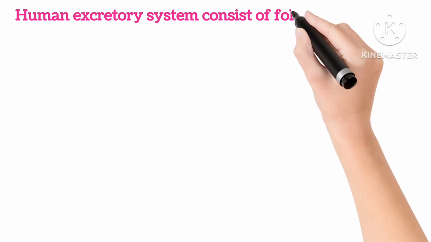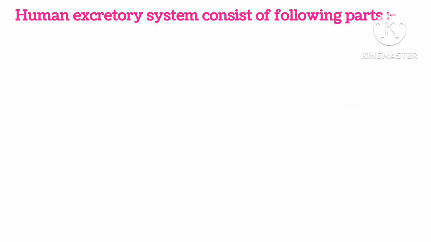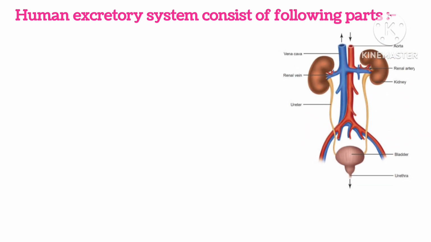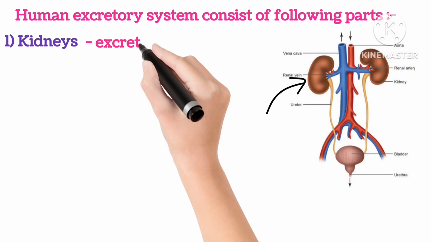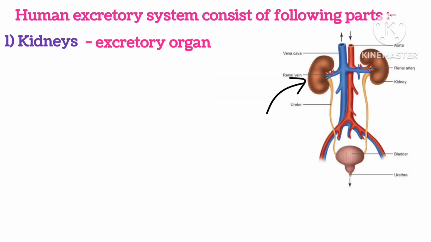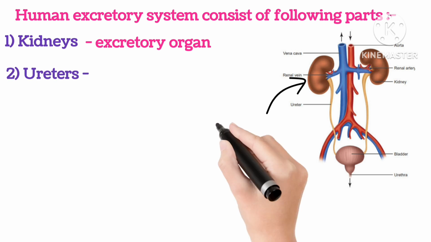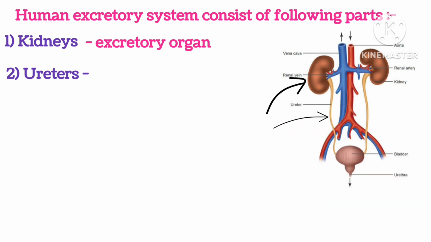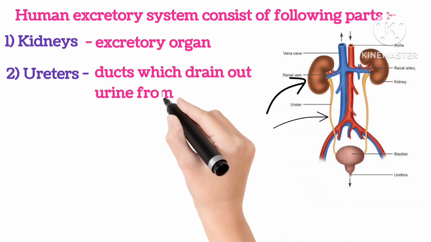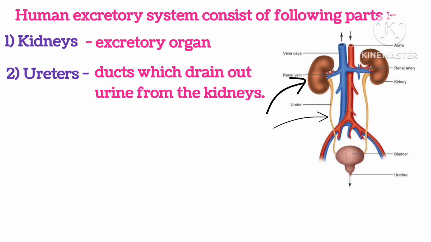The human excretory system consists of the following parts. As you can see in the diagram, the first part is the kidneys, which are the main excretory organ. You can see in the picture it's bean shaped. Next are the ureters. As you can see in the picture, they are the tubes which emerge from the kidneys and drain out urine from the kidney. Then the urinary bladder.